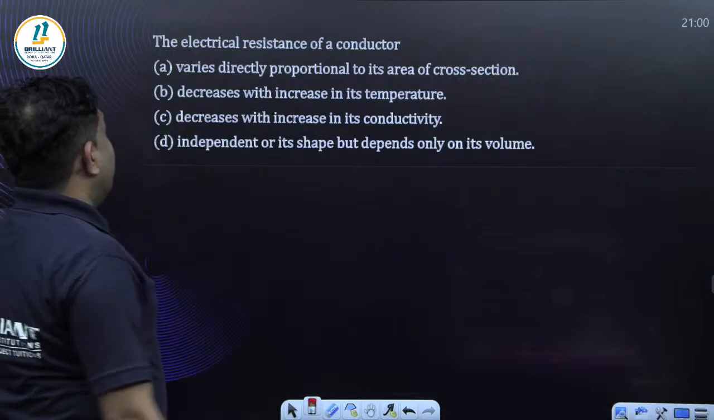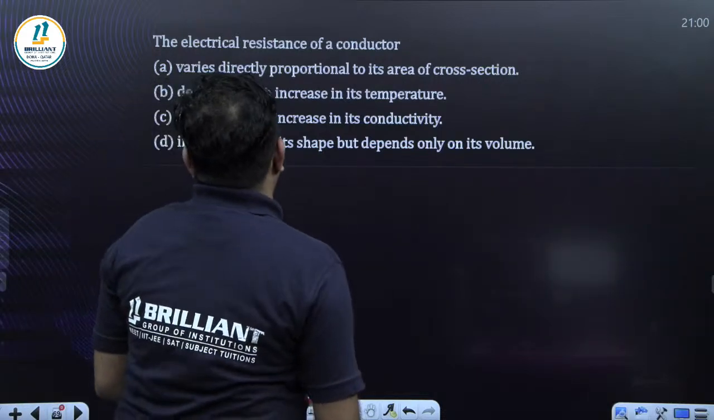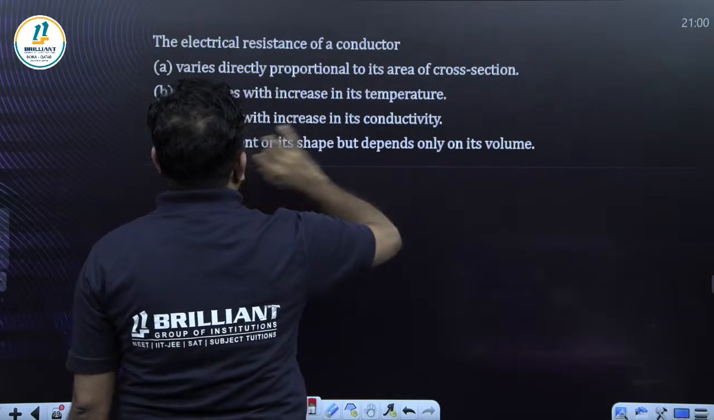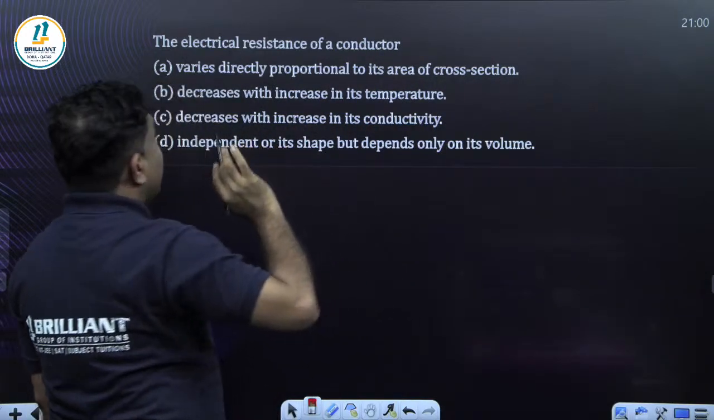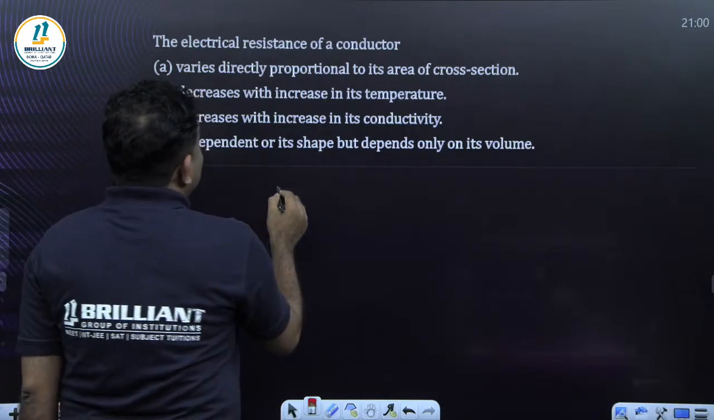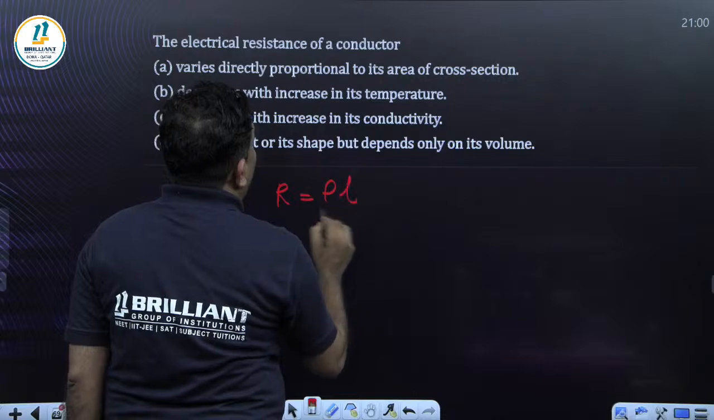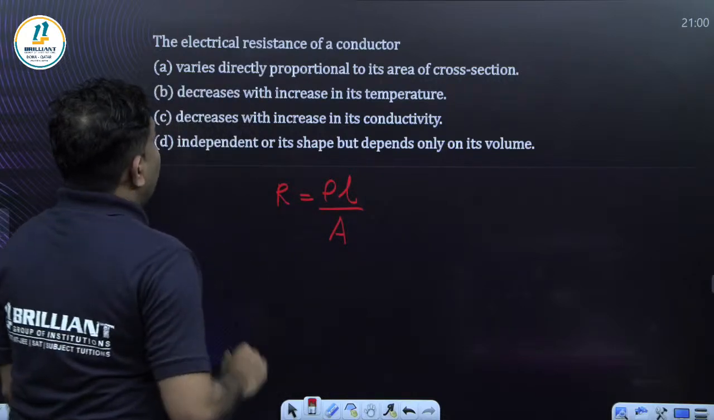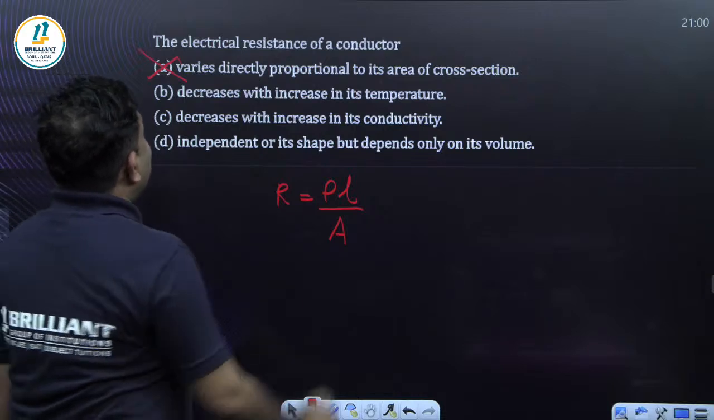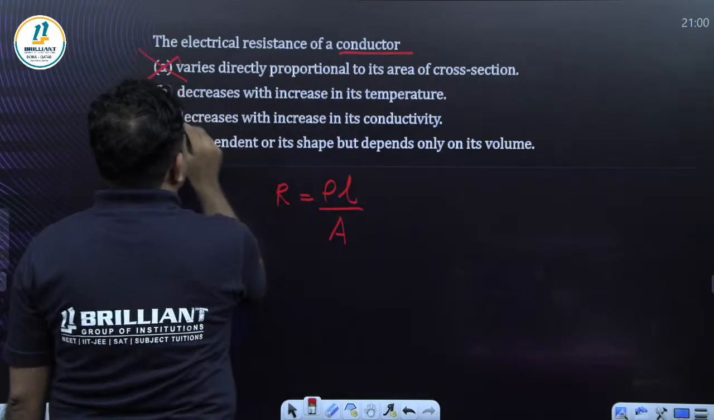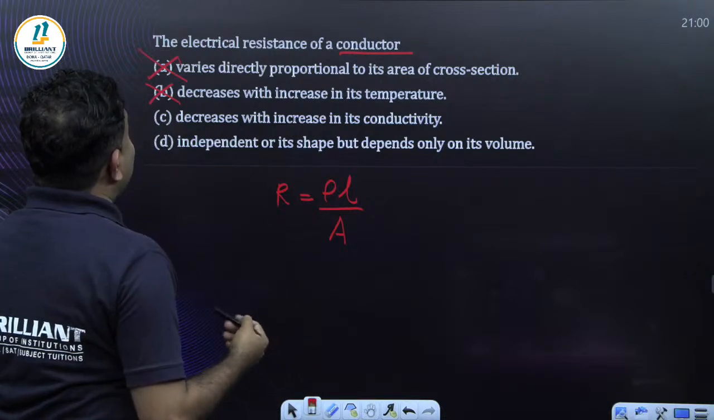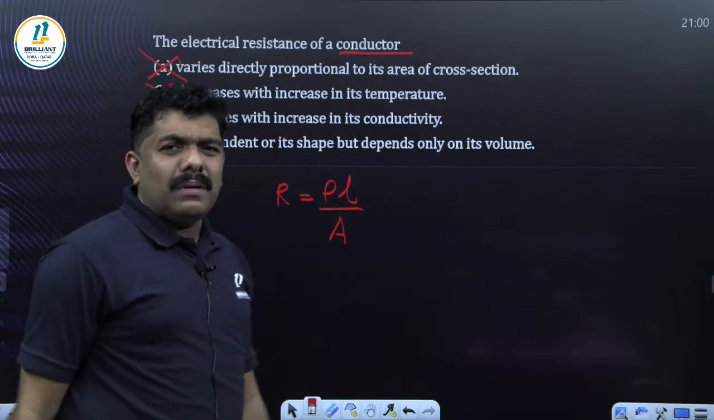conductivity. Next one: the electrical resistance of a conductor varies directly proportional to area of cross section, decreases with increase in temperature, decreases with increase in conductivity, or is independent of its shape but depends only on its volume. Resistance R equal to rho L by A. Varies directly proportional to area of cross section, wrong. Decreases with increase in temperature, that is also wrong. Decreases with increase in its conductivity, that is correct.